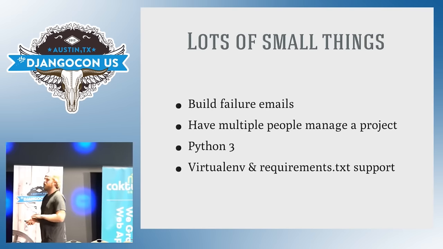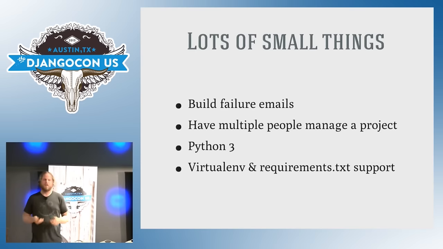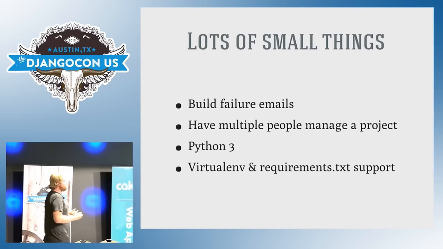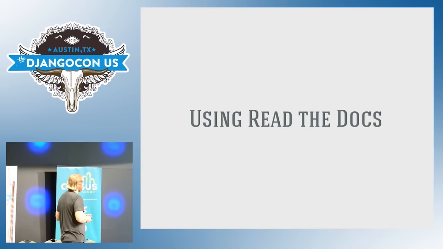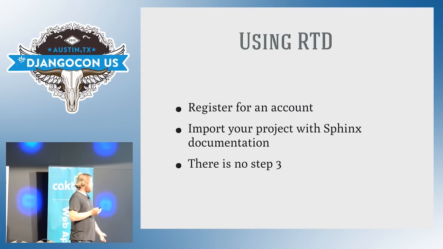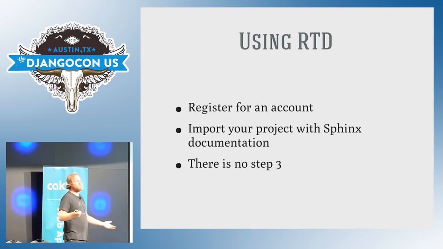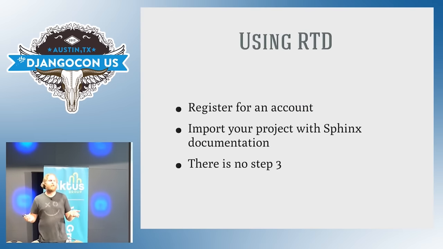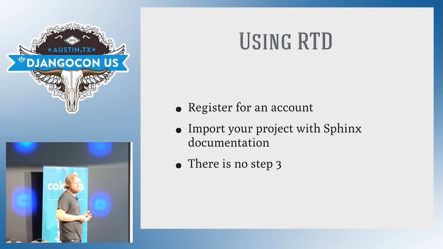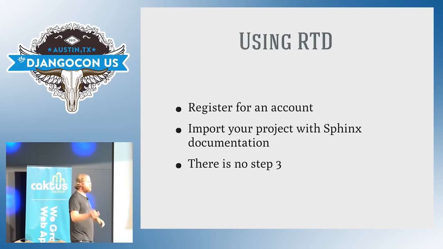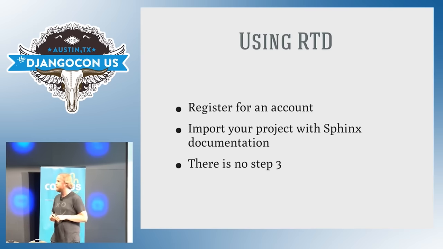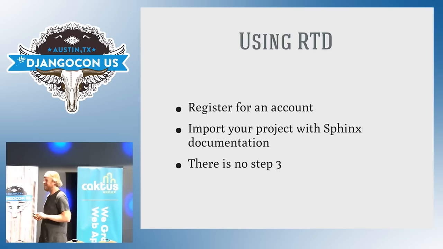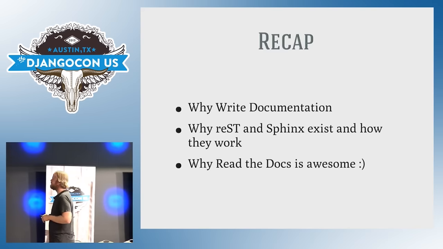There's lots of other little small things, like build failure emails. We have Python 3 support. We install your requirements, you go virtualenv, all that kind of stuff. So using Read the Docs is pretty easy. You register for an account, you give us a URL that has Sphinx documentation in it, you hit build, and we pull it down and we build it and we host it, and it all pretty much just works in theory. For most of the time, it just works.